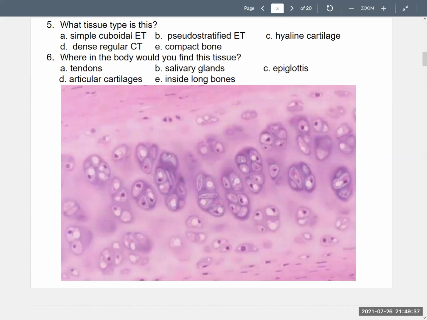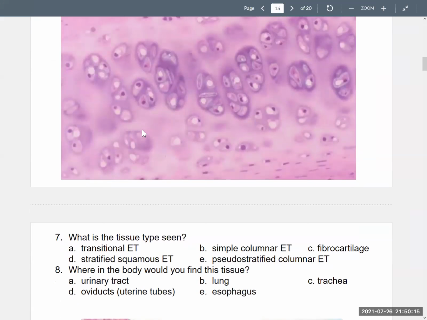What kind of tissue is this? We are looking for hyaline cartilage. And where in the body would you find this tissue? Tendons? Oh, you wouldn't want cartilage in your tendons. You don't want cartilage in your salivary glands. You don't want cartilage of this type in the epiglottis. In the epiglottis, you want elastic cartilage. It's articular cartilage at the end of the long bones, not inside of them. This would be the answer here for protection.